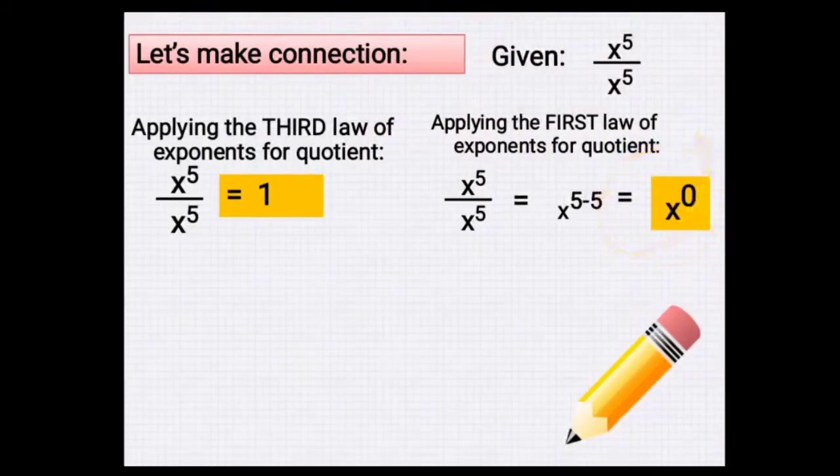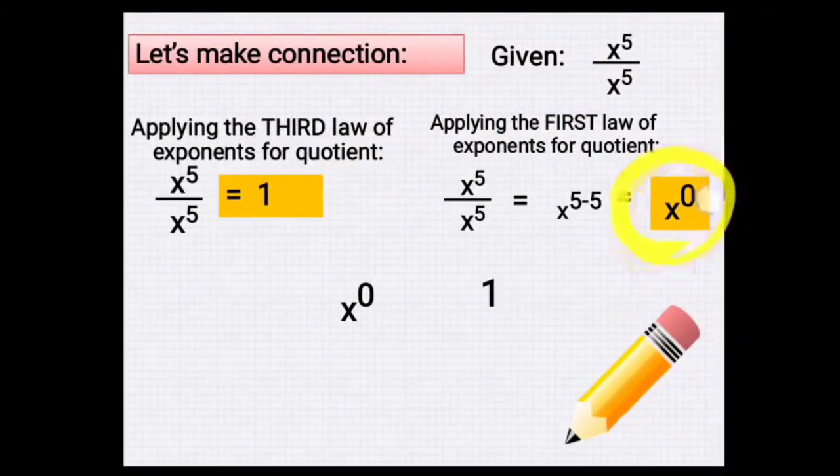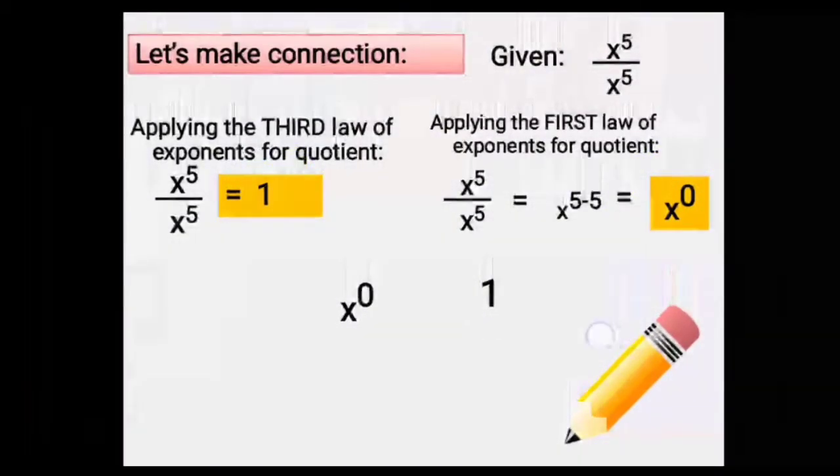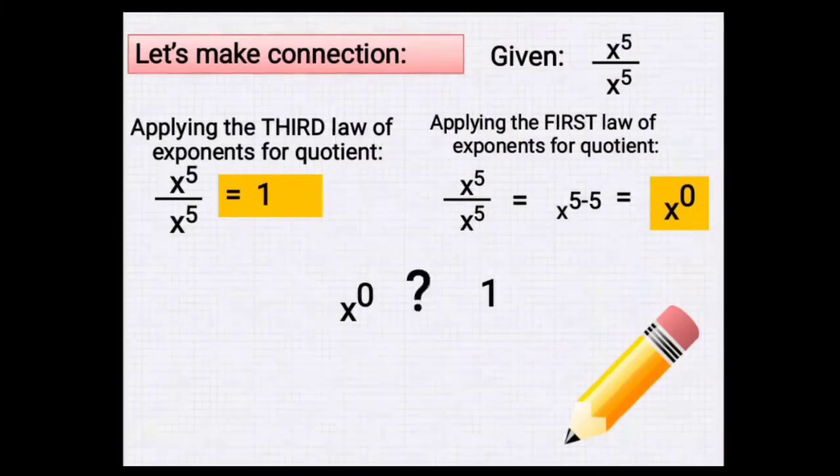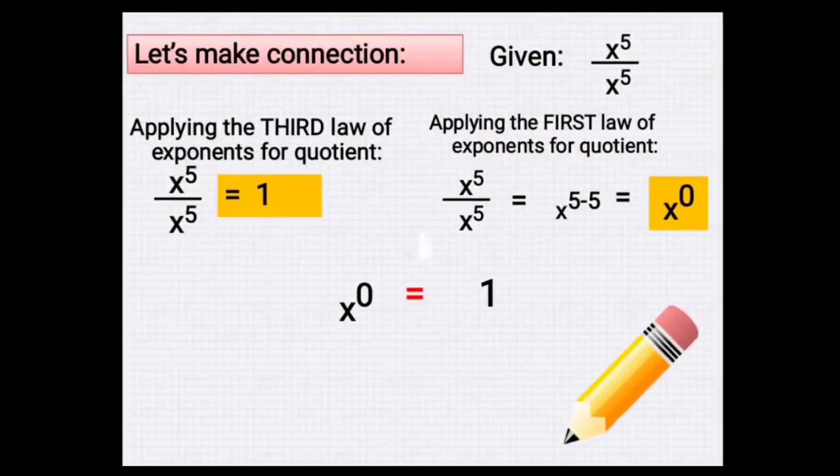Now, what is the connection of the results? What is the connection of x raised to 0 and 1? What do you think? Very good. They are also equal. It means that x raised to 0 is equal to 1.